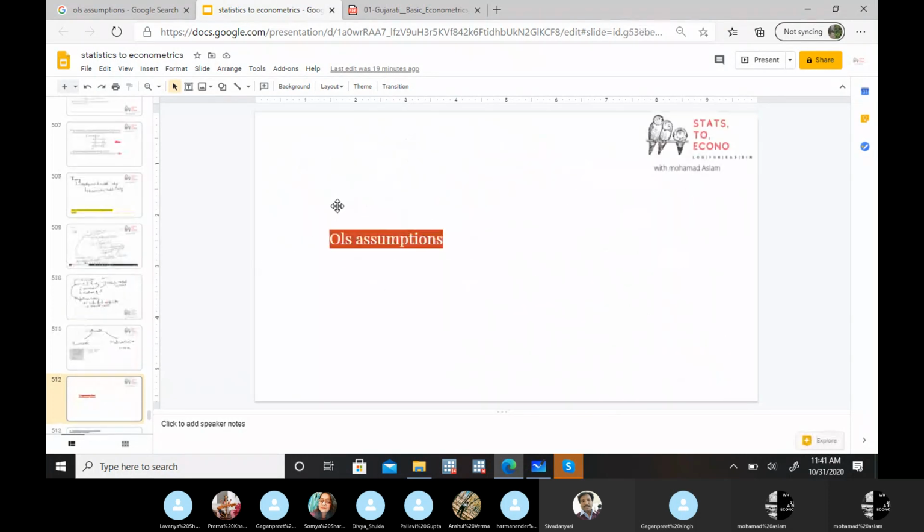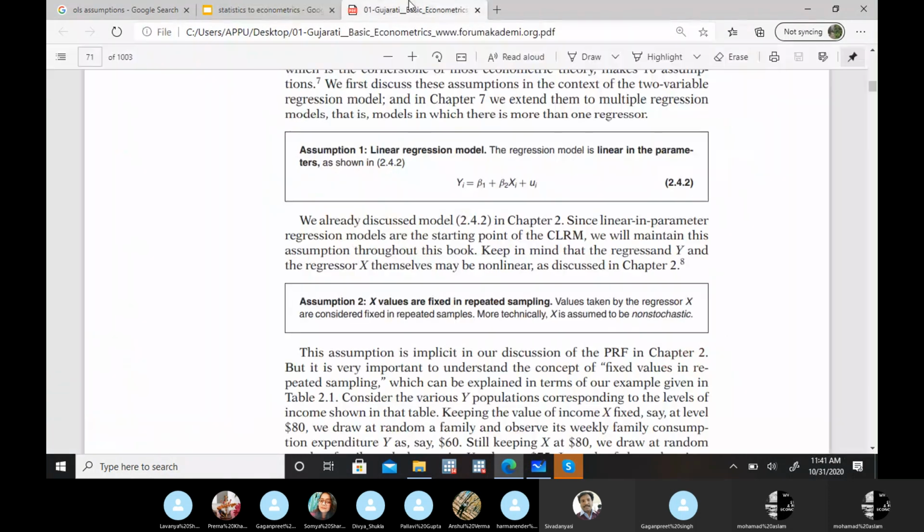And this is the first assumption. Then you have to think about why it's in the first place. Because if we are not able to estimate this beta 1, beta 2, then there is no use of the OLS method at all. And that's only possible if you have linear parameters.